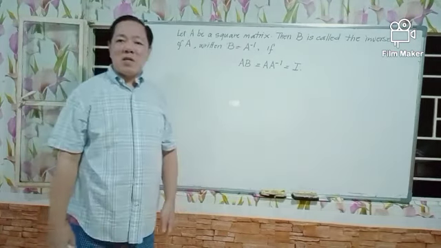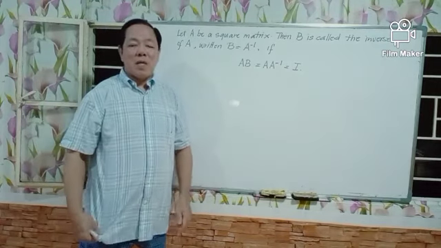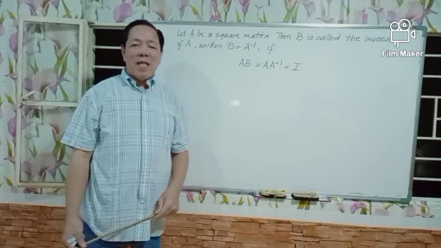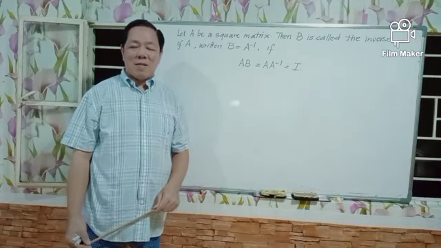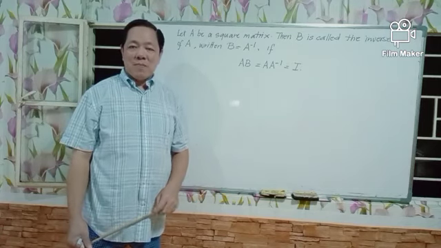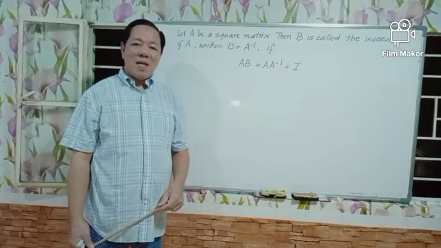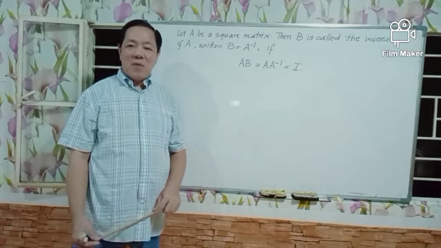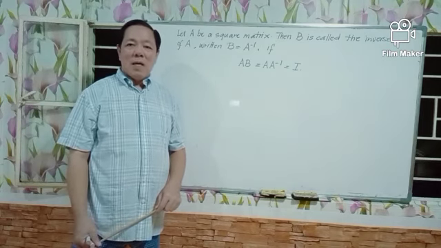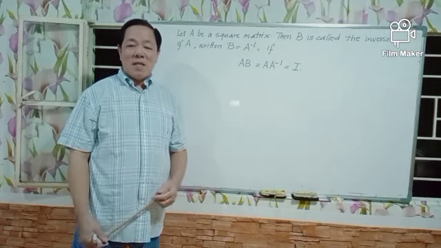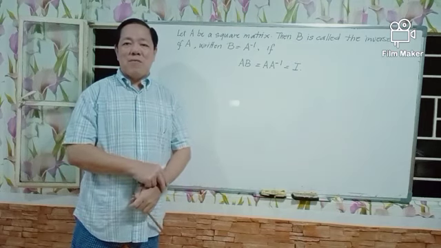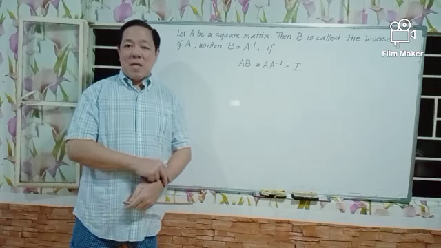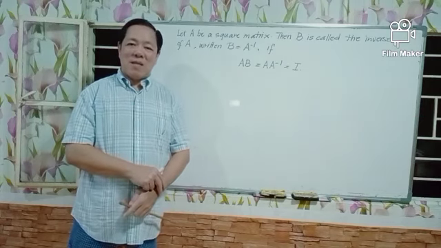In the definition, the matrix should be a square matrix. That is, the number of rows and the number of columns of the matrix are equal. This implies that only square matrices have inverse matrices. A matrix that is not a square matrix has no inverse. That is, we cannot find the inverse of a matrix that is not a square matrix.